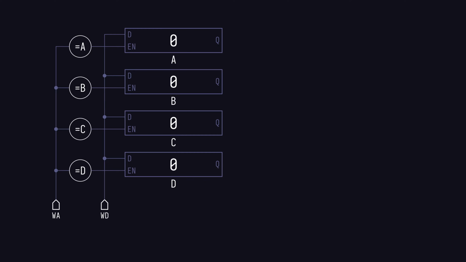To write something into a register, we simply present the data to be written on the write data port, which transports the data to all the inputs of the registers. And then we present the register address at the write address port, which is going to enable just one of the registers, the one corresponding to the address, and causes it to store the data that we're presenting. And this will work for all the registers.